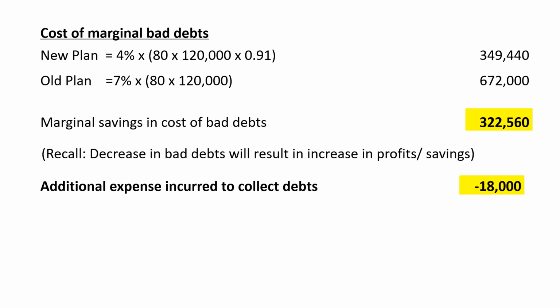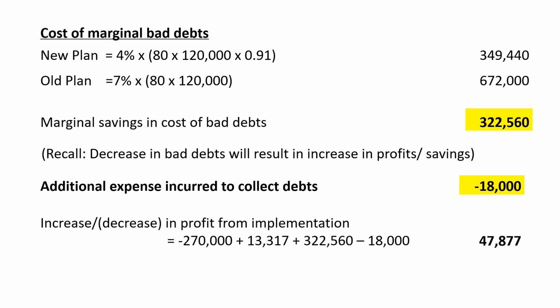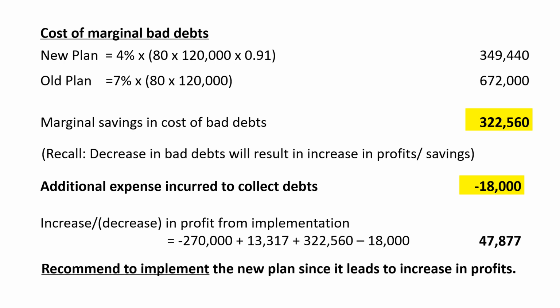Additional expenses incurred to collect debts is 18K per year, right? It is basically a hire team to collect the bad debts. So, okay, the increase in profits from implementing the new plan is basically negative 270K plus the 13,317 plus 322,560 minus 18K gives you 47,877. So it is recommended to implement the new plan since it leads to increase in profits. Any questions so far?